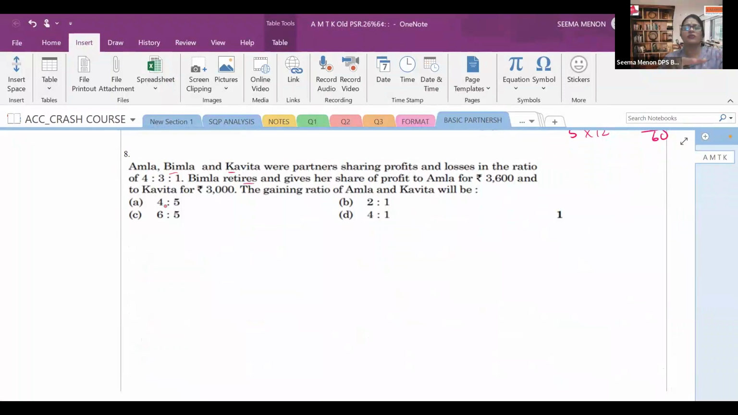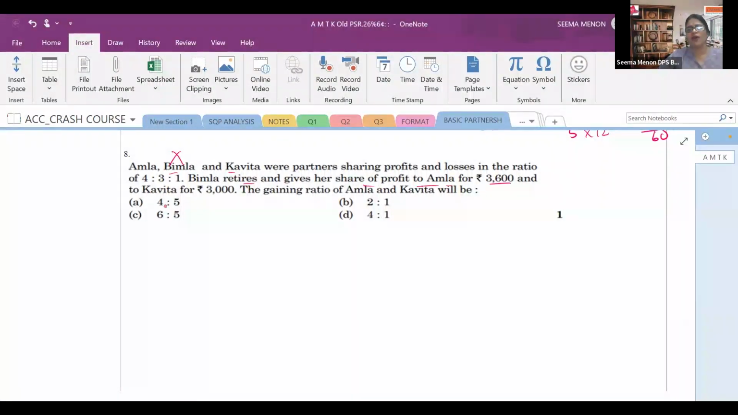So I took the concept of retirement here, okay? Who is retiring? Bimala. Bimala retired, so I'm putting a cross mark on Bimala. And she gives her share of profit to Amala for rupees 3,600 and Kavita rupees 3,000. How much is she giving? 3,600 to Amala and 3,000 to Kavida.